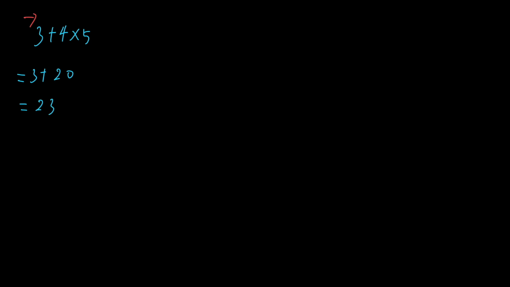Now let's see another one. 18 divided by 3 times 2. So always start from left. We see there's a division and here's the multiplication. We don't have any addition or subtraction. So we just simply follow the order from left to right. So 18 divided by 3 is 6. Then times 2. So it is 12.